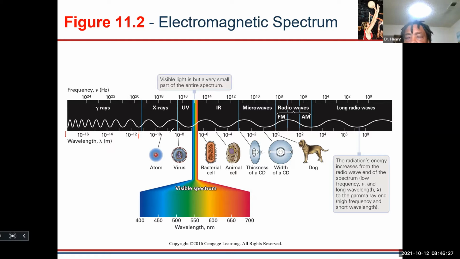Okay, so X-rays again, you think about it, this is the size of a molecule, right? The wavelength for an X-ray is in that range.